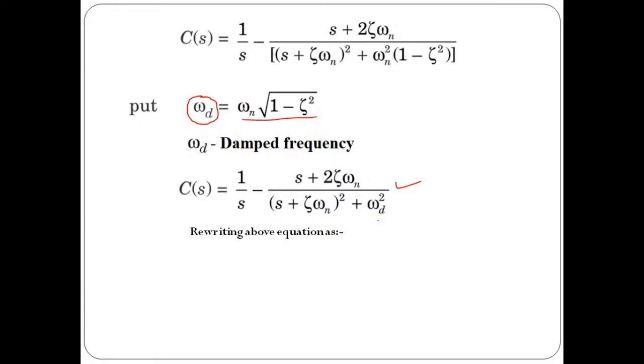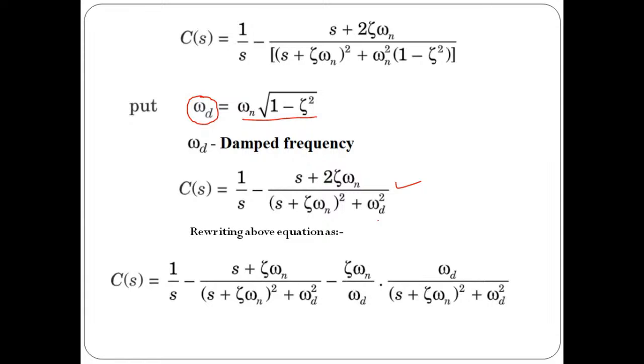Now, by rewriting the above equation, we can make some necessary changes. Why are we making these changes? Because we want c of t, which is the Laplace inverse of c of s, and it is very difficult to apply Laplace inverse directly. That's why we are making the changes, so that we can ultimately get the expression into some standard form and get the Laplace inverse directly. That is the whole agenda here.